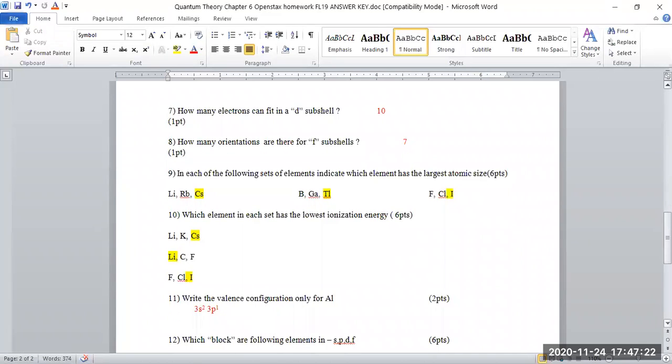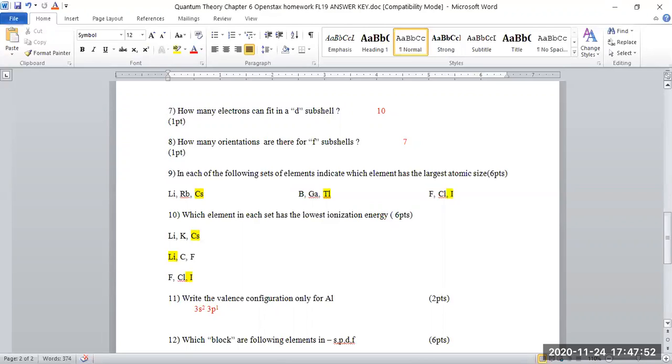Okay, different table trend. Ionization energy. Now, ionization energy is highest up near fluorine. It is lowest down near cesium and francium. So of the first set, cesium not only is the biggest, it also has one of the lowest ionization energies. Going across: lithium, carbon, fluorine.